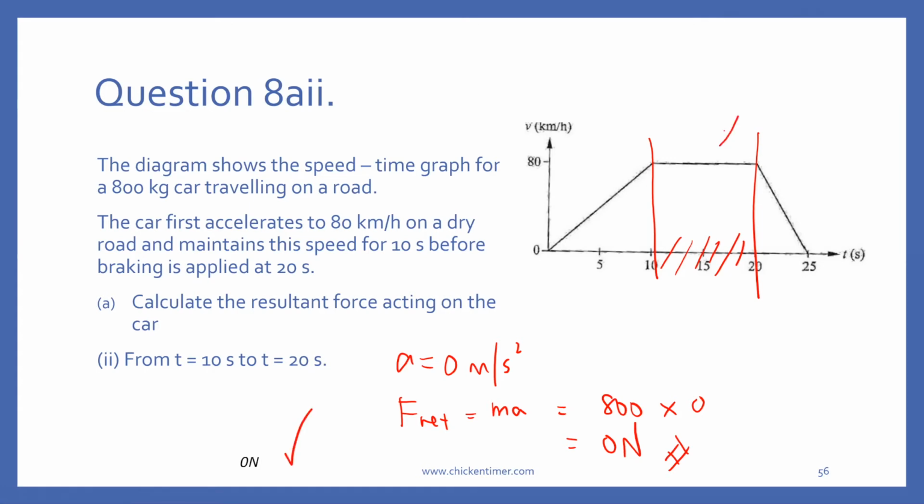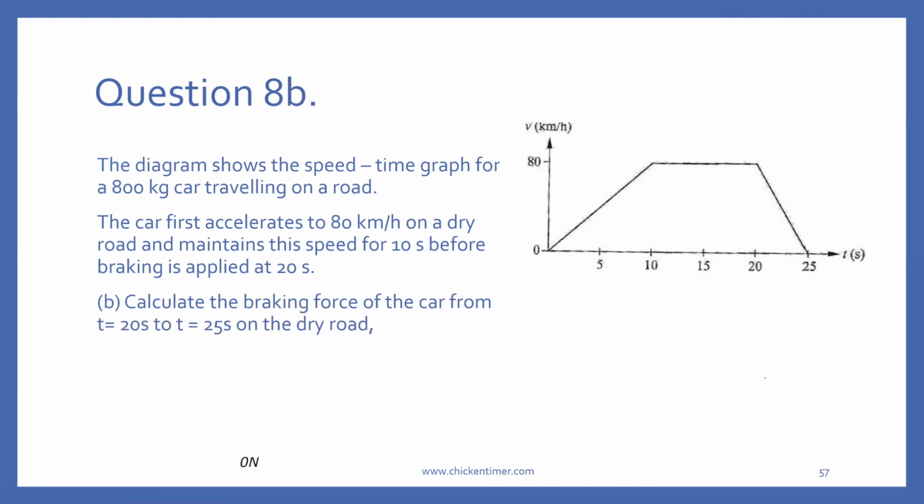And down here, because acceleration equals 0, that's correct. But you have to tell whoever is reading your answer your thinking. Okay. Part B. You're supposed to calculate the braking force from 20 to 25. Okay, so let's see. Acceleration is... do you make the same mistake again? Units, check the units. You caught my hint there. Did you get my hint?